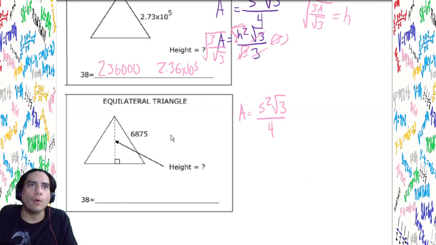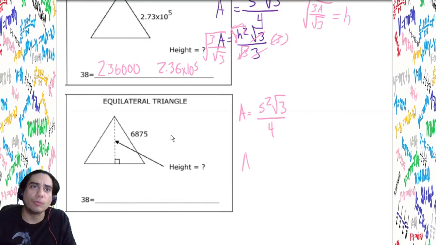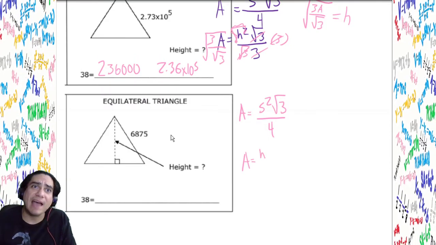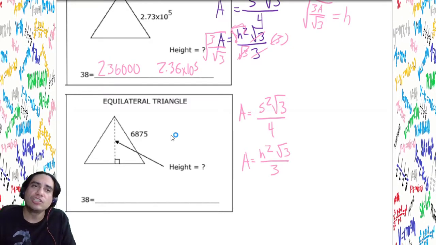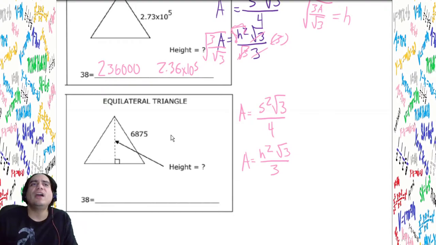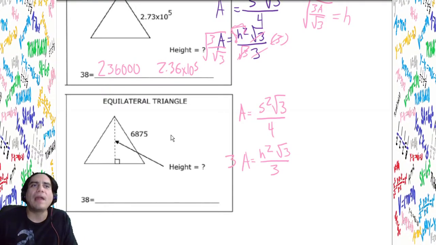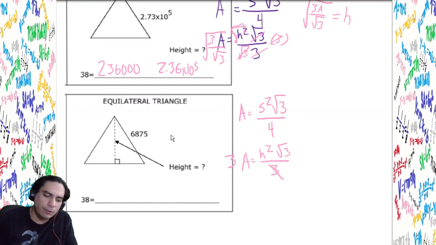But now we got to work that area formula backwards. Remember, that area formula is height squared times the square root of 3 divided by 3. So let's go ahead and do that one. How do we undo it? First step, multiply by 3. That's how we undo that 3.